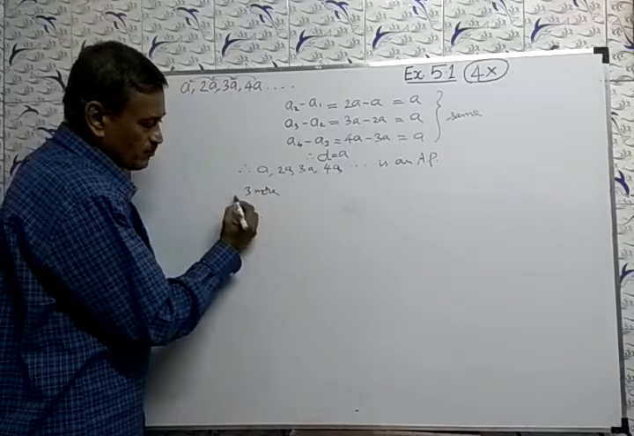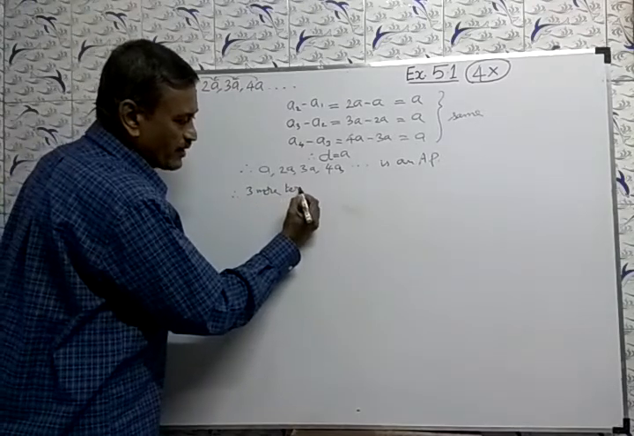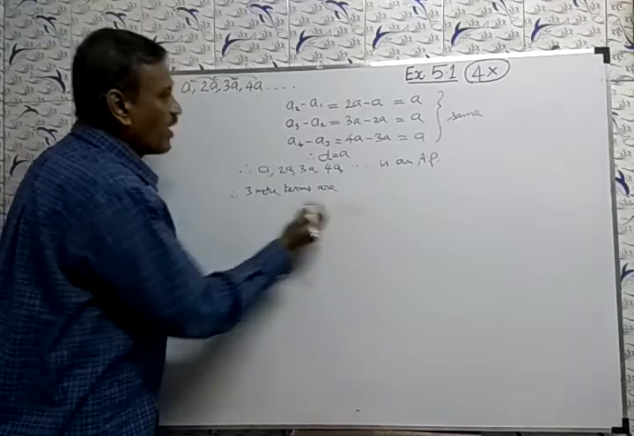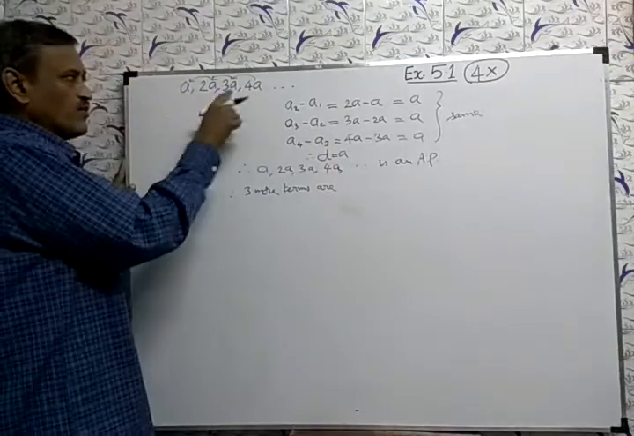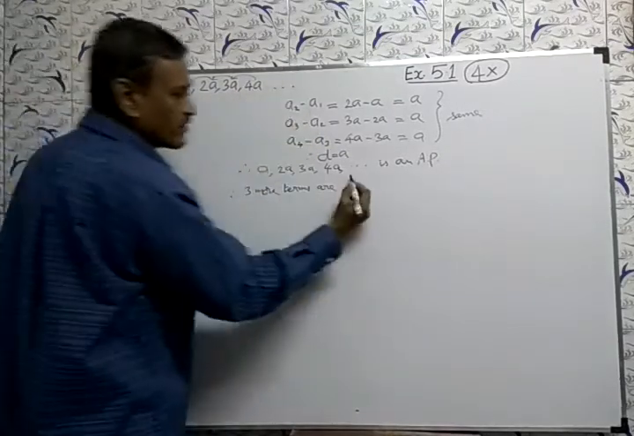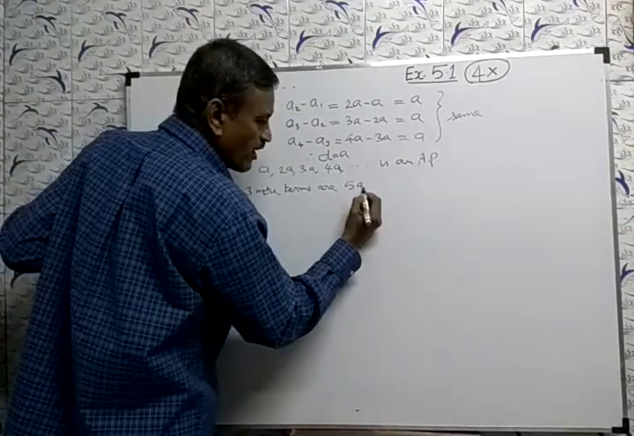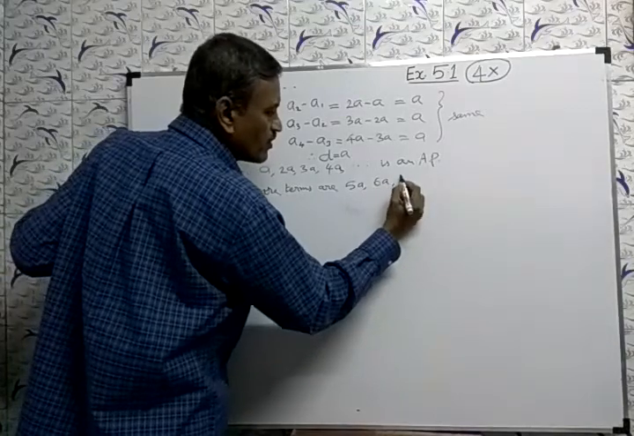Three more terms are, directly you can write, adding A each time. See, A, 2A, 3A, 4A. Next, 5A, 6A, 7A.